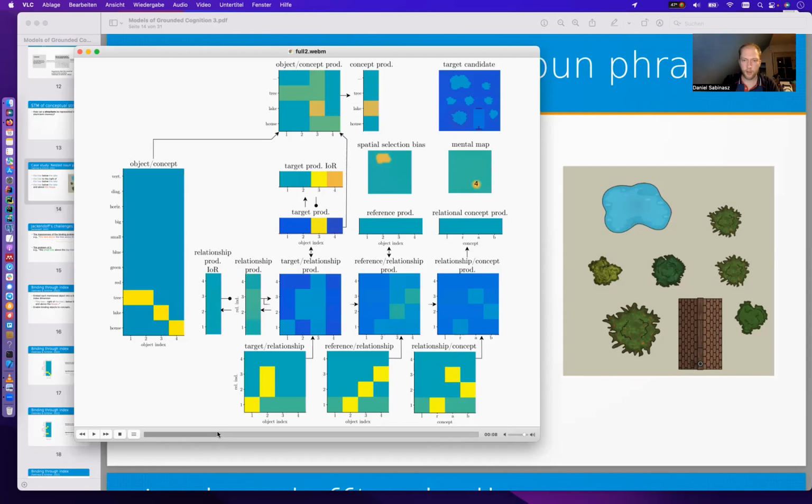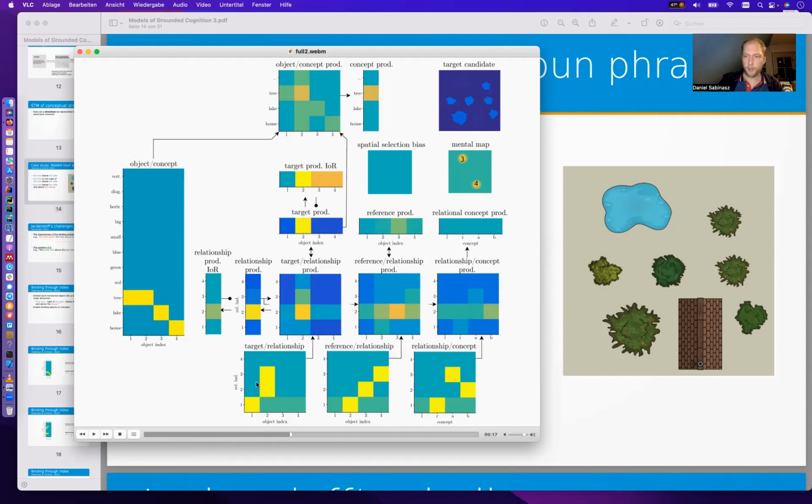And if we now go into the future moment, we see that the target candidate field now correctly identifies the location of the lake, and it subsequently stores that location again in the mental map, this time at object index 3. And again, the peak in the target production field is destabilized. And now it becomes more interesting, because now we form a peak on object index 2.